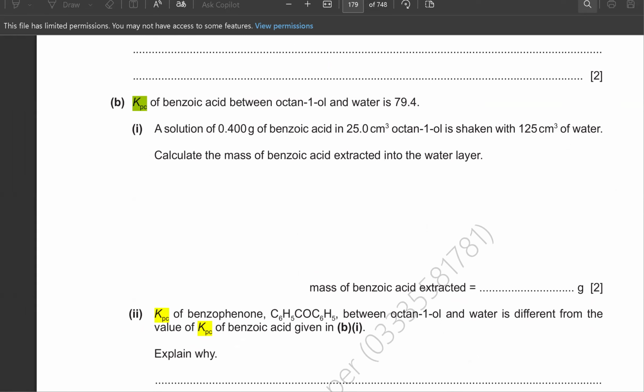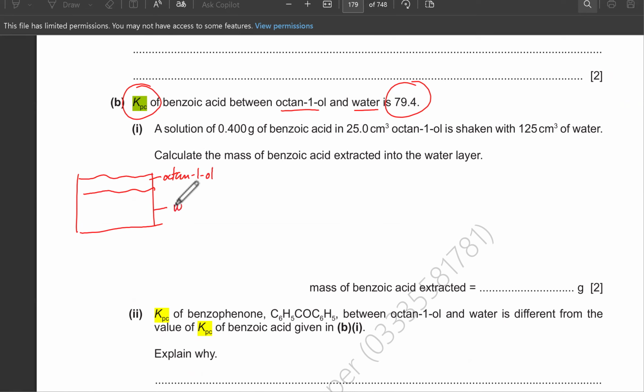I said this is kind of the reverse question because they gave us the value of KPC, right? That is already known. So a solution of, and the KPC is between two solvents. One is octan-1-ol and the other one is water. So I've got octanol and water. Okay, so there are two separate layers. There's octan-1-ol, and the other layer is your water layer. Now, what is the amount of octan-1-ol? That's 25 cm cube. So I know the volume. What is the amount of water? That's 125 cm cube.